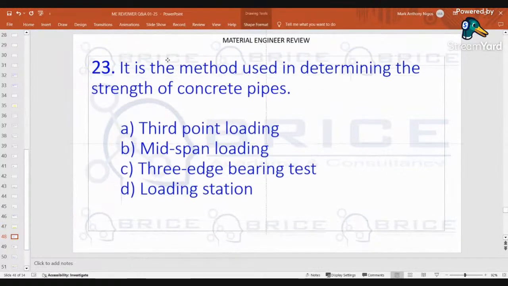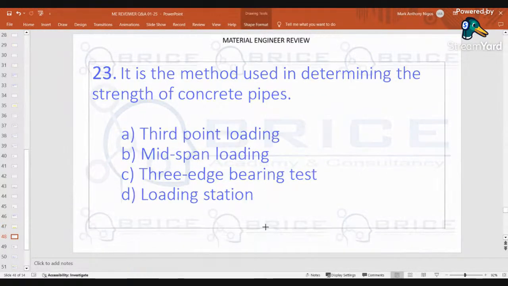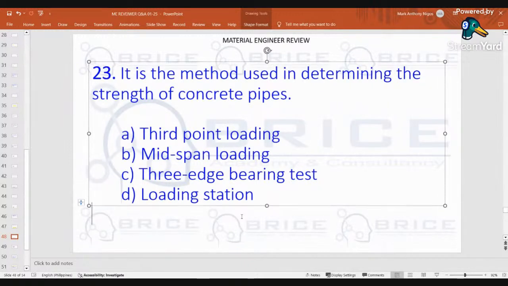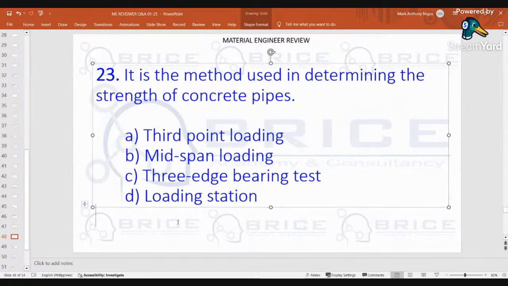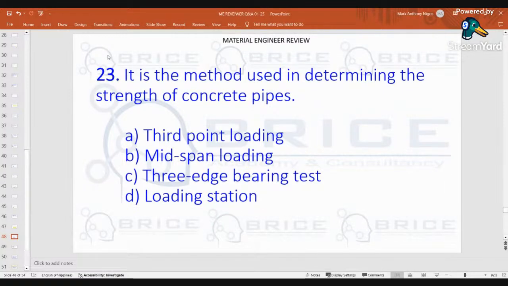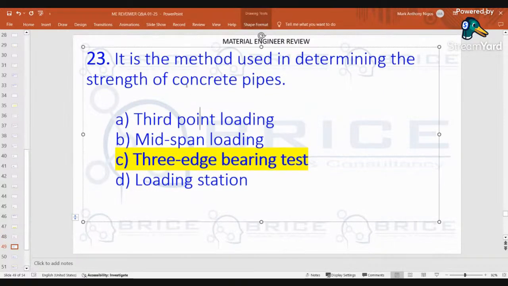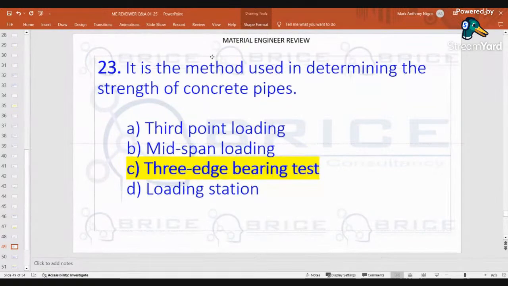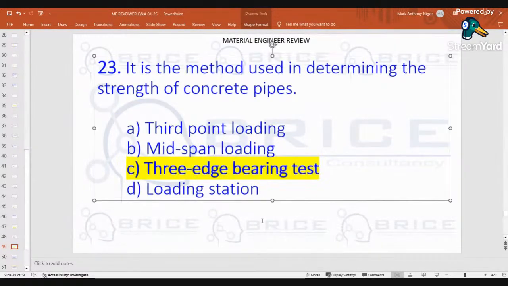23. What is the method used in determining the strength of concrete pipes? A. Third point loading. B. Mid-span loading. C. 3-edge bearing test. And D. Loading station. Answer is 3-edge bearing test, or C. Letter C. It is the method used in determining the strength of concrete pipes. The answer is 3-edge bearing test.